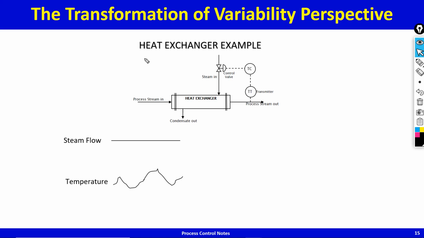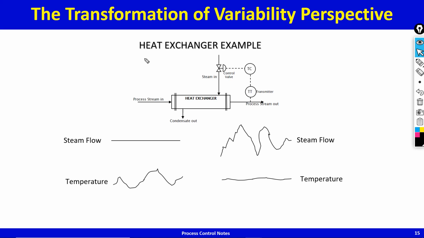This temperature controller manipulates the steam valve. Now if the temperature controller is properly tuned, what will happen is you will get reasonably tight control of the temperature. So the temperature variability will go down. The temperature variability has gone down. And in order to reduce that temperature variability, the steam flow is going all over the place.